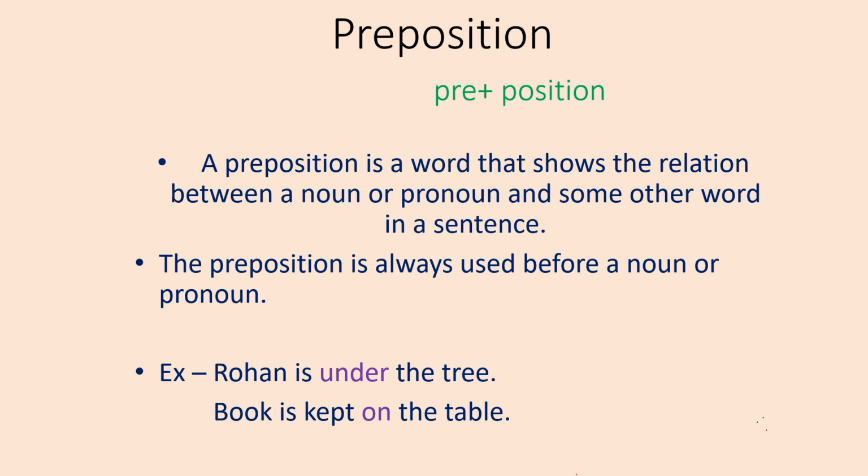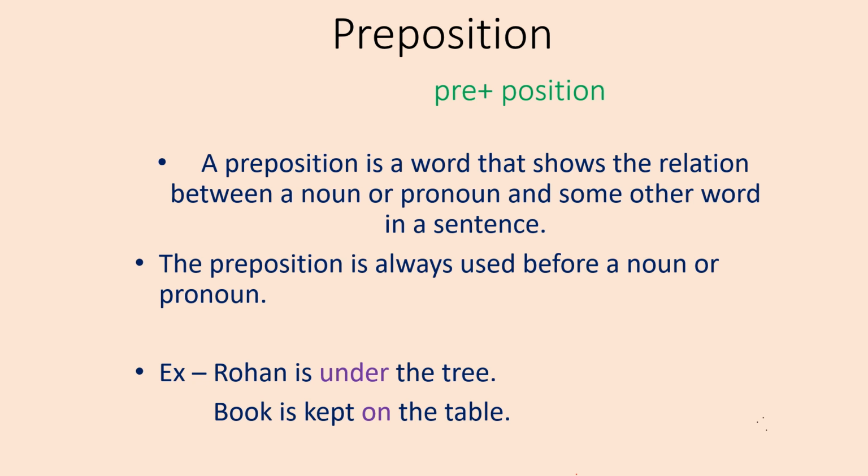See, let me give an example here. Rohan is under the tree. Now you may ask the question, what is the position of Rohan? Yes, under. So what is this called? This is called a noun. The preposition is always used before a noun. So tree is a noun, and the word we use before it is called a preposition here.